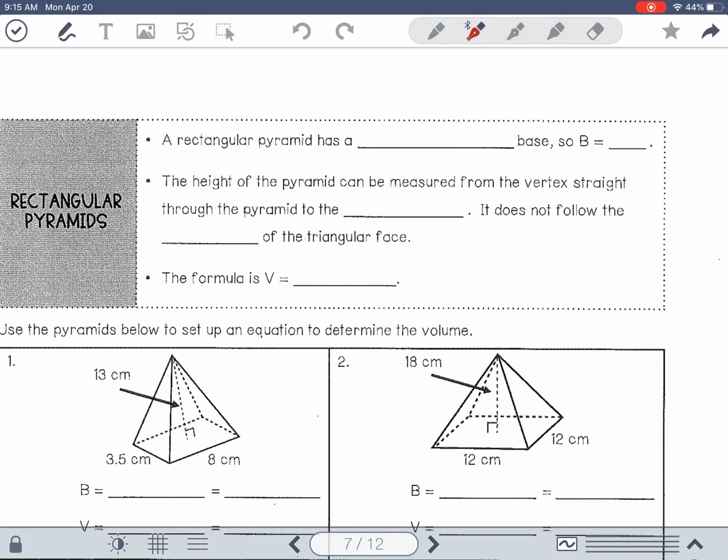Okay, so a rectangular pyramid has a rectangular base, so big B is little b times h, okay? Then the height of the pyramid can be measured from the vertex. The vertex is that point on the top, straight through the pyramid to the base of that pyramid. It does not follow the length of each triangular face. So our formula is 1/3 big B H.